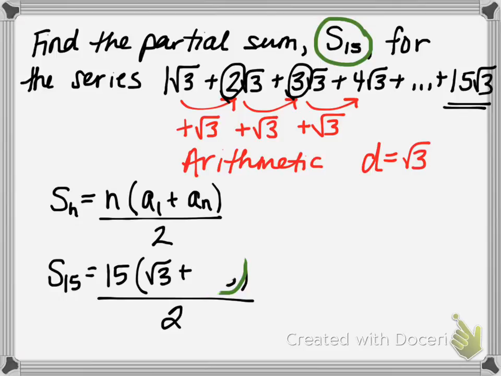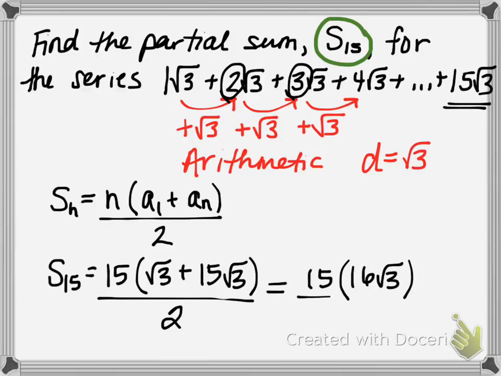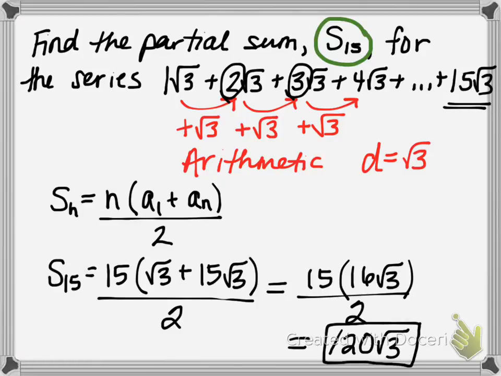Now we know that the 15th term here, a sub 15, is 15 rad 3, or 15 times the square root of 3. So finishing this computation, we'll have 15 times rad 3 plus 15 rad 3 is 16 rad 3, and all of that divided by 2, which will leave us with a sum of 120 times the square root of 3. So this will be the sum of the first 15 terms of this arithmetic sequence.